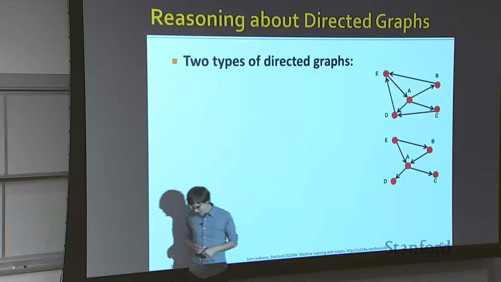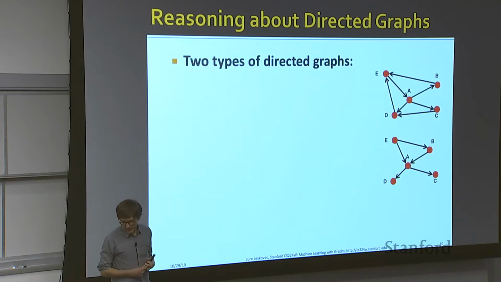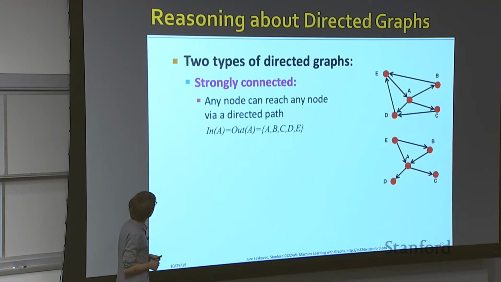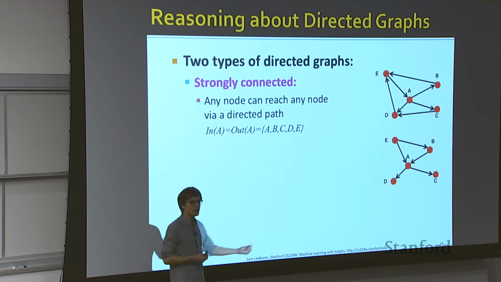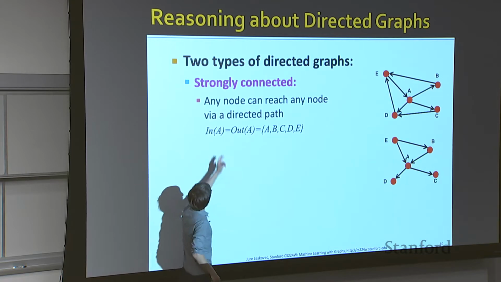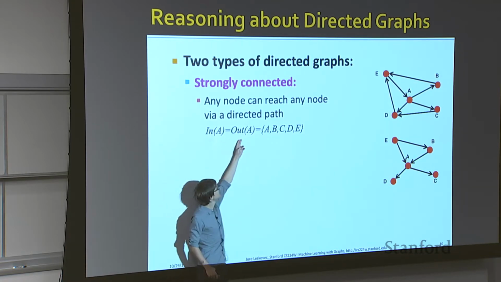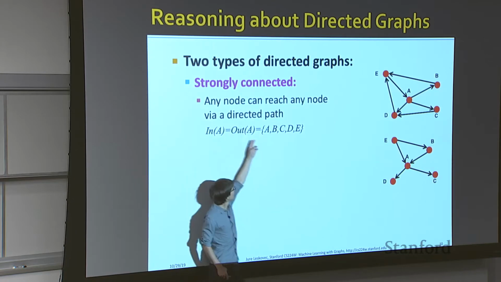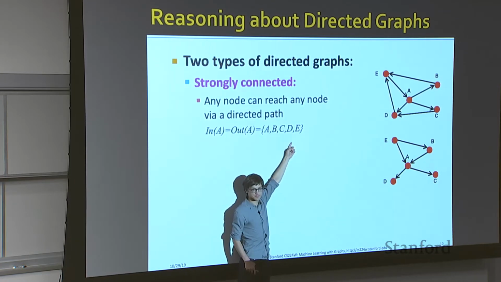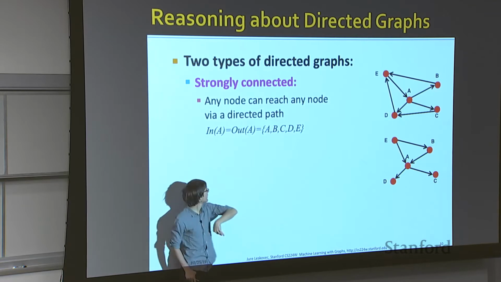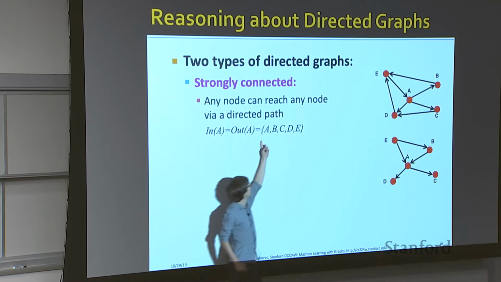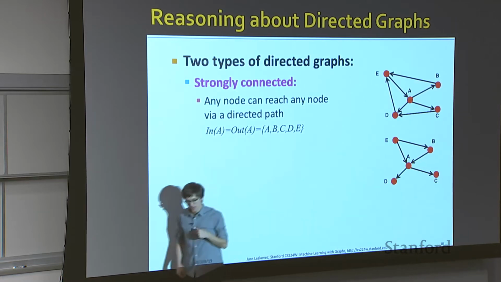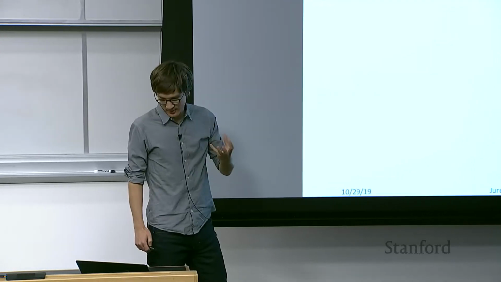The second thing is that there are two types of directed graphs. There are directed graphs that are strongly connected, and we already talked about that, which means that any node can reach any other node. So this means that the in component of a given node and the out component of a given node are both all the nodes of the network. If I can reach everyone and everyone can reach me, then in and out will be the same. And because I can reach everyone, this should be everyone. Okay? So that's the strongly connected directed graph.